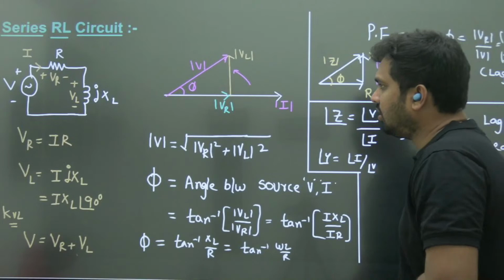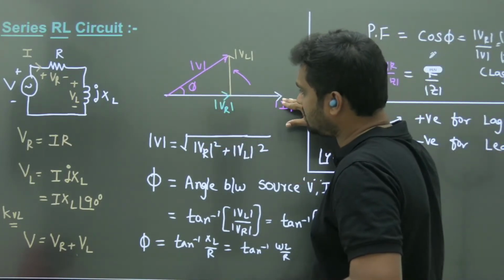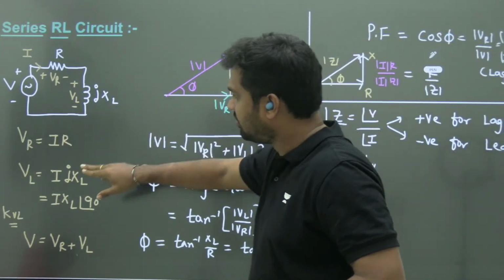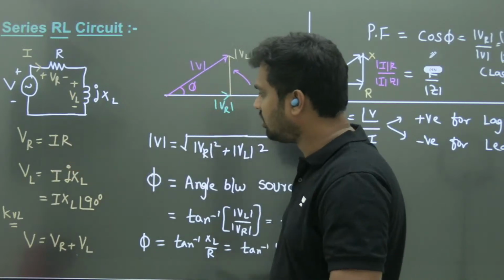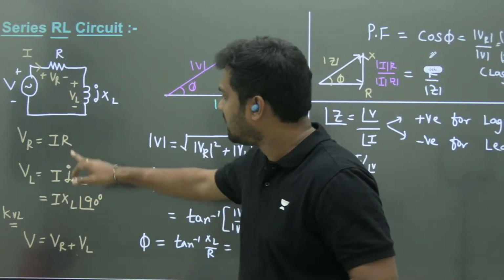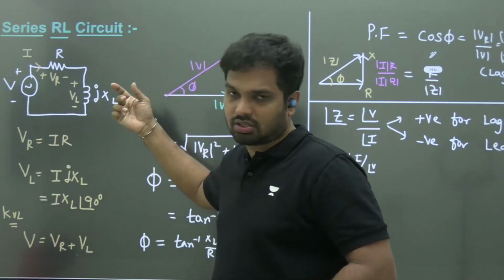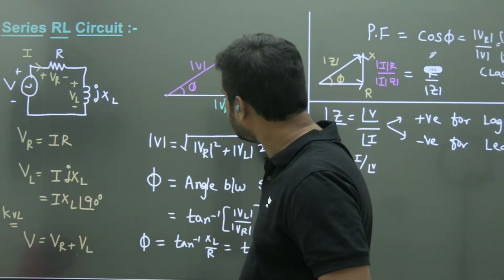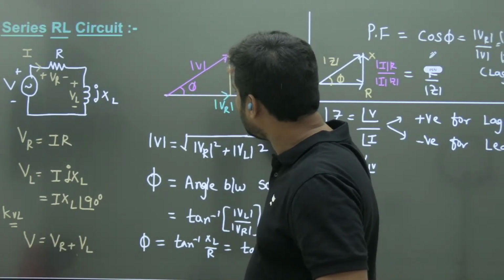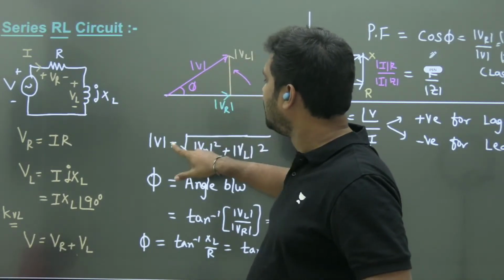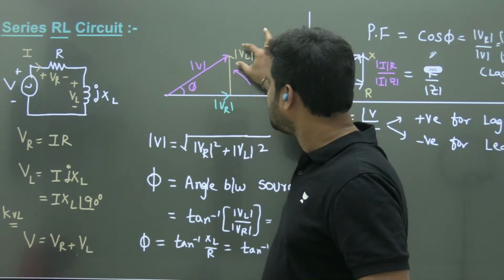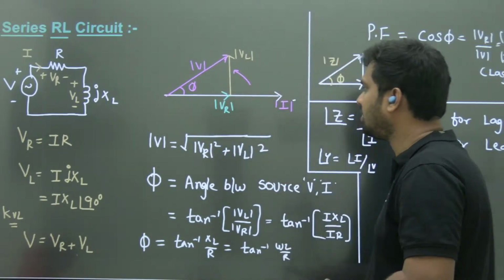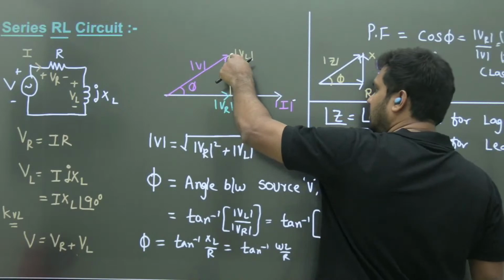So current is the same. Voltage in the resistor will be V equal to IR. Fine. Voltage and current in the resistor are in the same direction, same phase. What about inductor voltage? IXL angle 90 degrees. It is like this. If you add these two vectors vectorially, this is the result. What is V? Root of VR square plus VL square. This will give you the resultant V, sum of these two.